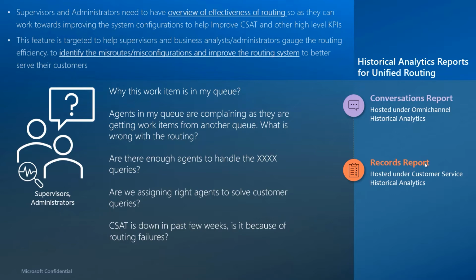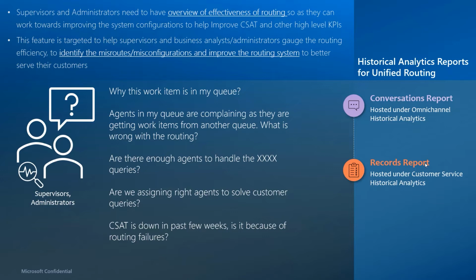And then there is another report which is specifically curated to give routing related KPIs on records report. Now, both these reports are hosted under Omni-channel historical analytics and customer service historical analytics. So I'll quickly switch to the environment now to see how these reports look for Eugene, for whom we have been configuring the system all throughout this while.